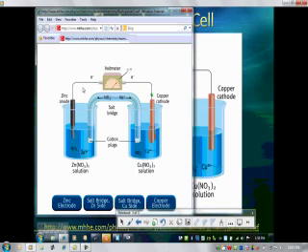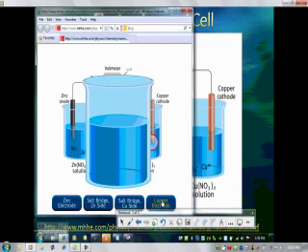Those electrons are going to flow through the wire because wires are good conductors. Let's look at the other electrode.